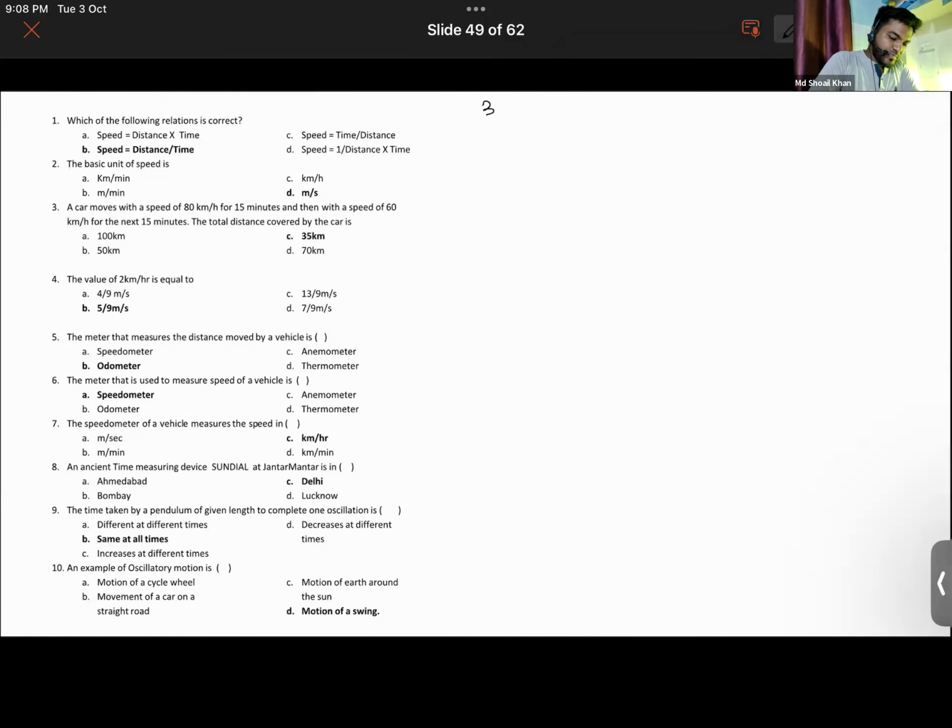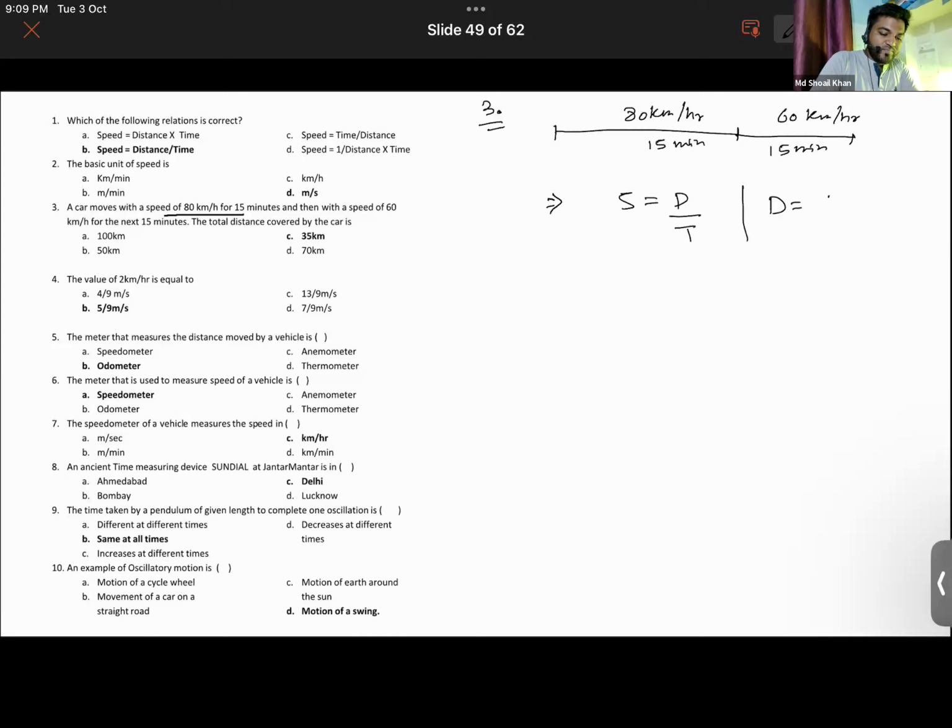Question number 3, which you guys also have a look at. A car is moving with a speed of 80 km per hour for 15 minutes, and then again for the next 15 minutes it moves with a speed of 60 km per hour, right? So we need to find the total distance. Speed and time are given. We know the formula speed equals distance upon time, so using the same formula, distance equals speed multiplied by time.